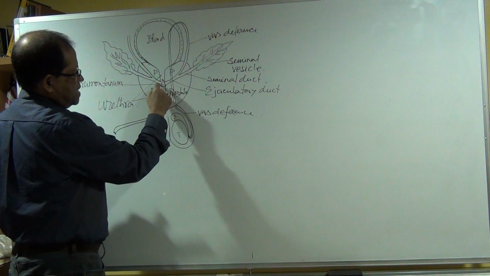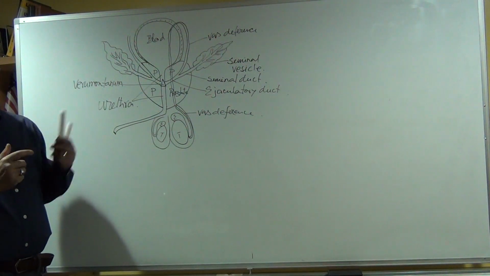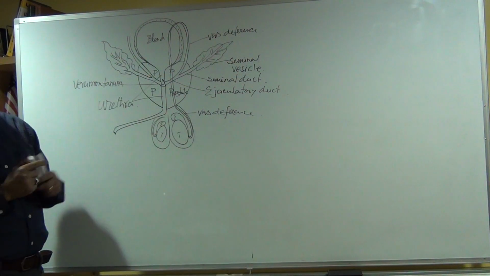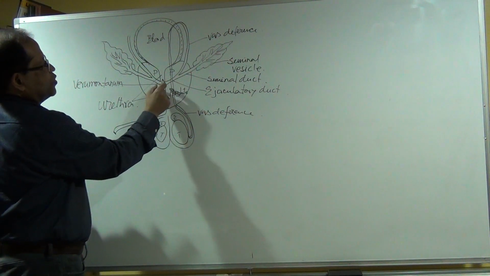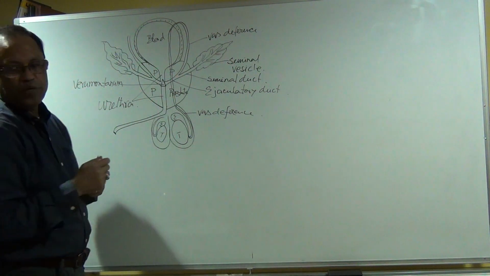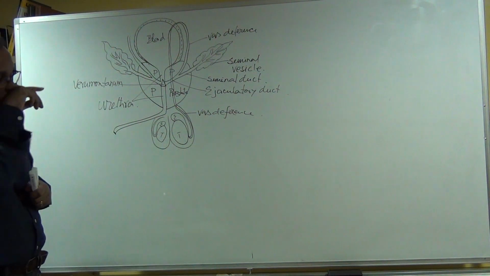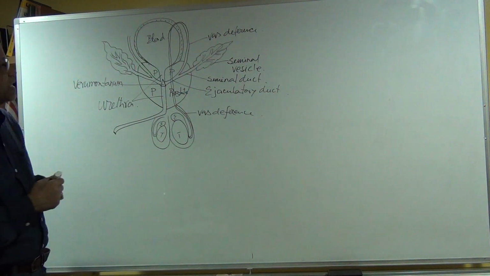That entering area is known as verumontanum. It looks like it's the name of a mountain. It's a triangular shaped area where the two ejaculatory ducts unite with the urethra. That is called verumontanum. Sonographically, can we see? Yes, we can see that.